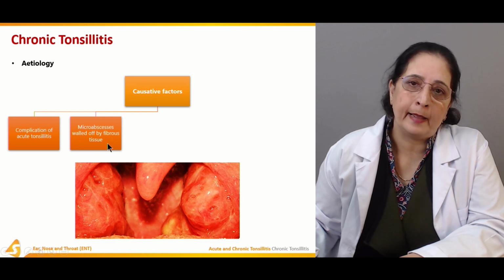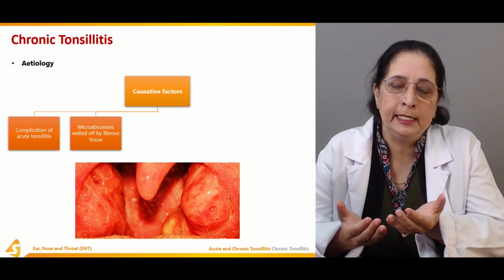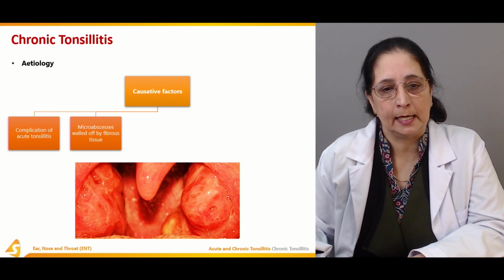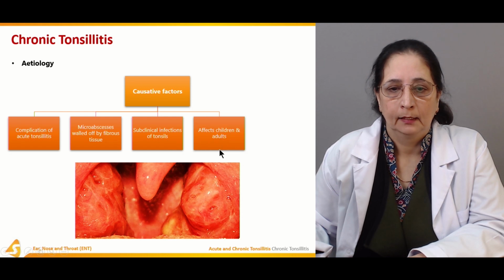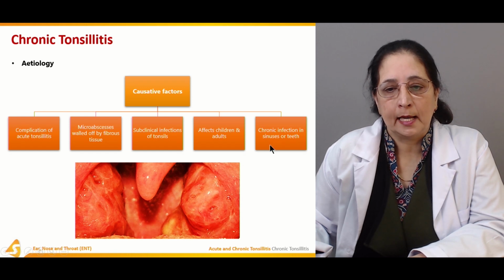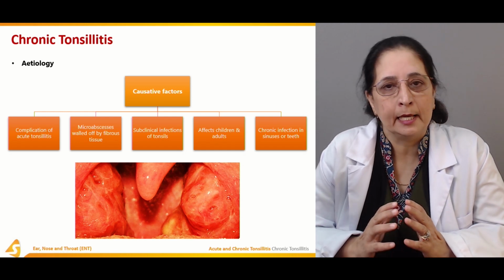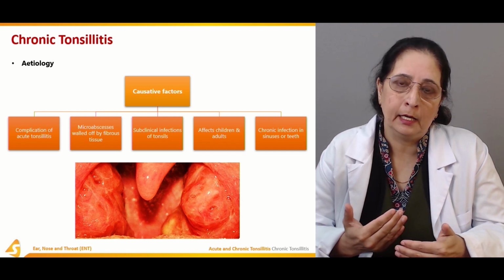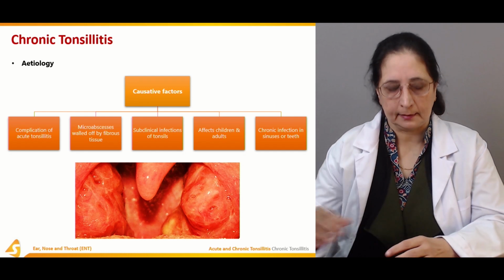Microabscesses walled off by fibrous tissue. So if there is microabscess formation which is healed or walled off by fibrous tissue, that can also lead to chronic tonsillitis. Subclinical infections of the tonsil affect children and adults. Chronic infection in sinuses or teeth. So if there is chronic infection of the sinuses and teeth, it can also cause chronic tonsillitis. These are some causative factors that can lead to chronic infection of the tonsils.